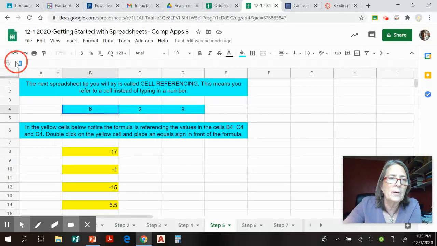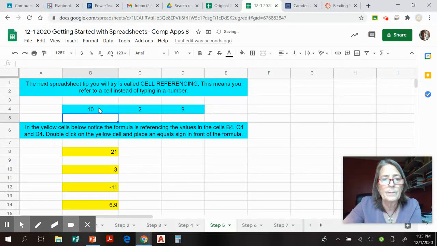So if I change this number to a 10, I'm not putting an equal sign in front of it because this is not a formula. This is just a plain number in this cell. I'm going to change that to a 10. Watch what happens in the yellow box when I hit enter. See how it changed it? Not only did it change this one, but it changed the others. So I'm going to go back and you're going to watch again what happens.